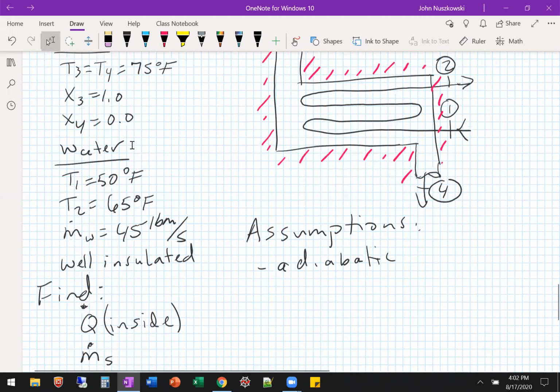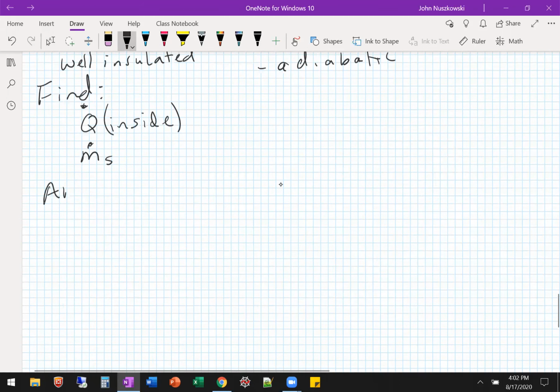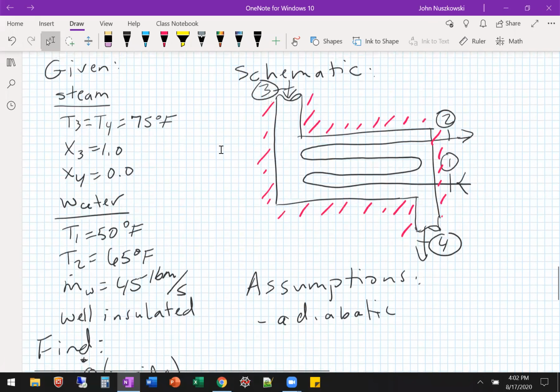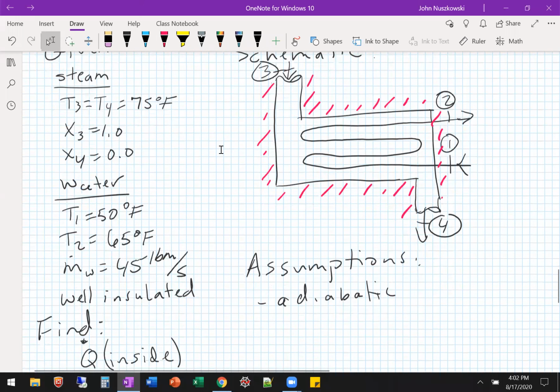Okay, so now we want to find, we'll start with the rate of heat transfer inside the heat exchanger, right? So how do we start, or what do we do to solve for that? All right, so we're not looking for the rate of heat transfer outside of the heat exchanger, right? Because that's well insulated. So to the outside, it's well insulated. So now we've got to think about the heat transfer inside, okay?